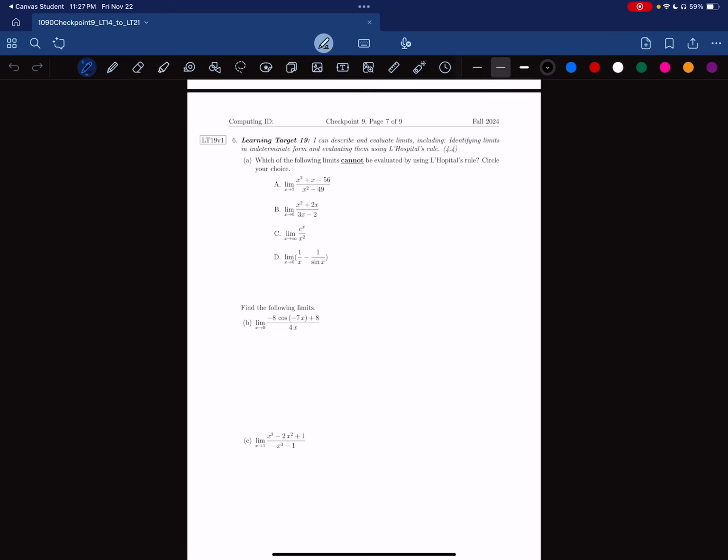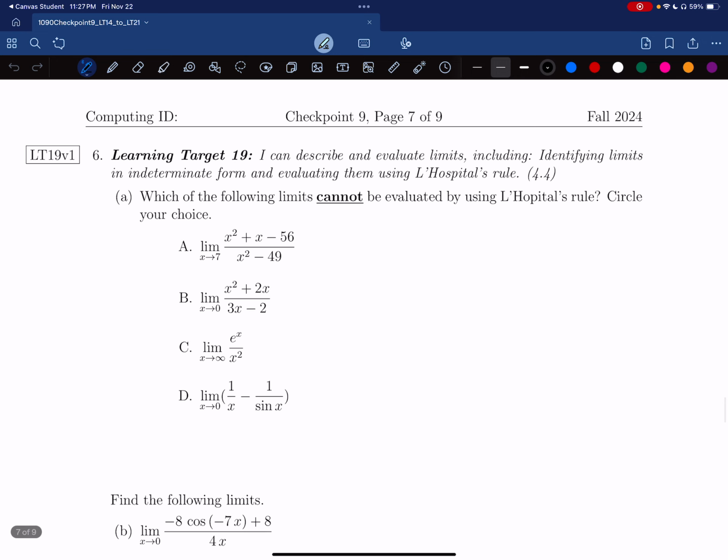Hey everybody, in today's video I will be covering learning target 19, which is all about indeterminate limits and then solving these indeterminate limits using L'Hopital's rule. So let's jump in.